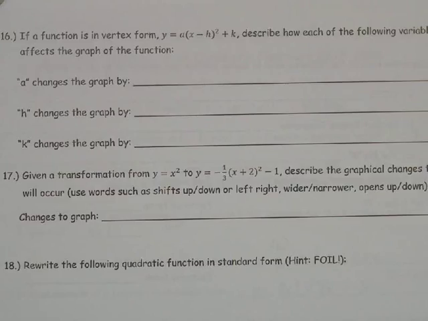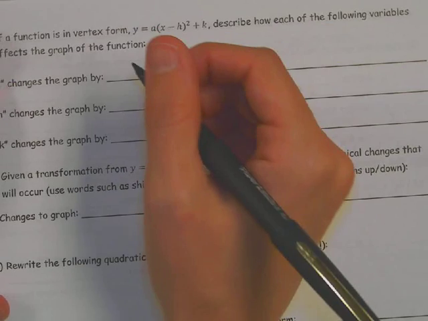Okay, so you should recognize these because we've been talking about these for a while. But if the function is in vertex form, describe how each of the following variables affects the graph. We're going to use some mathy words here, but we're going to make sure that we understand what they mean also. The A is responsible for three things.